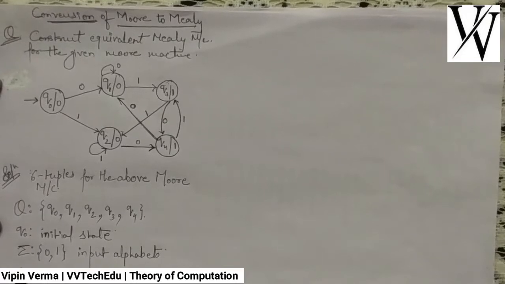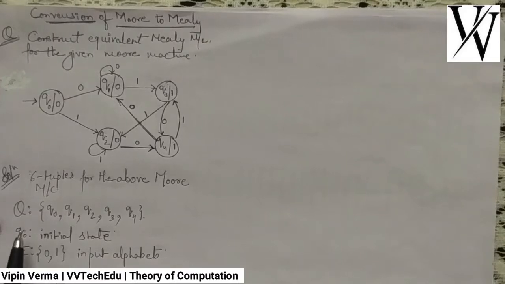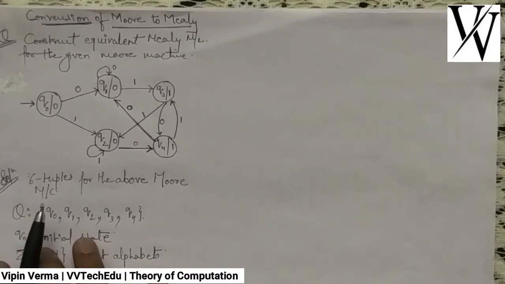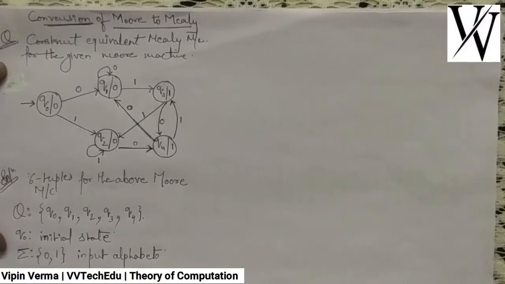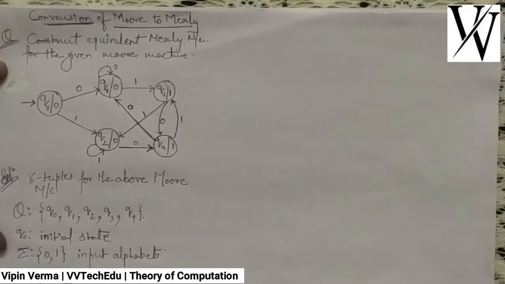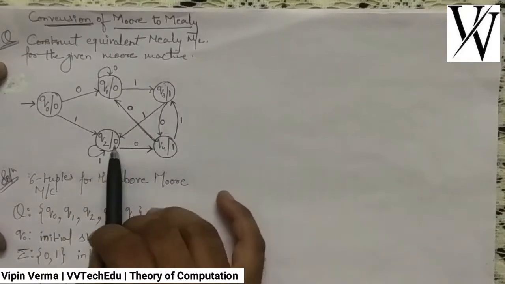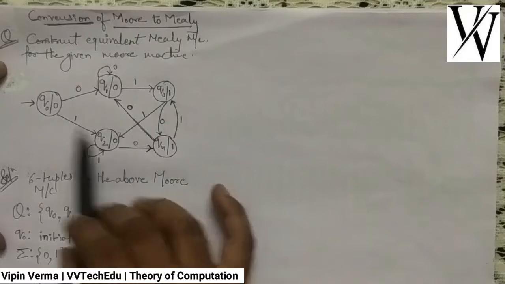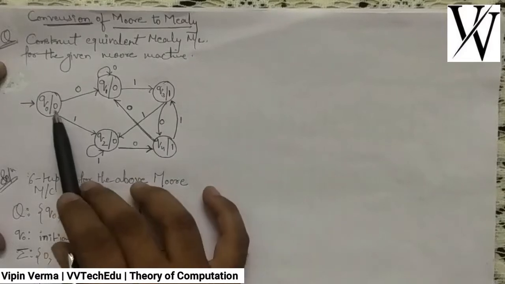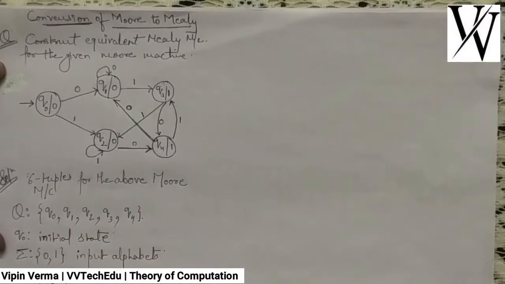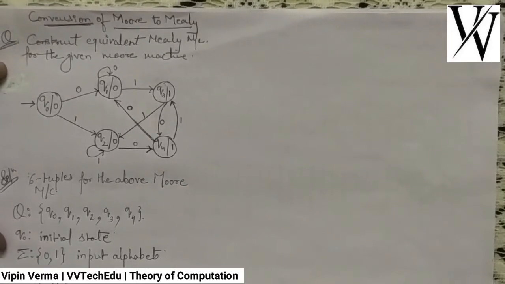Then the output alphabets, what are the different output alphabets given in this machine? You just check on the states. What kind of states do we have here? We have 5 states, and we can see we have two different types of symbols here, 0 and 1. So the output symbols are also 0 and 1.